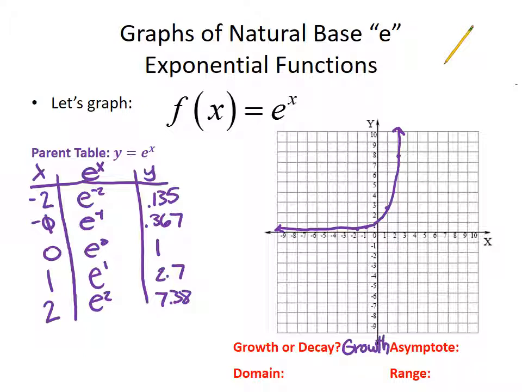The asymptote would be the x-axis, or the value y equals 0. That would be a dashed line that my graph is never going to cross. The domain is going to go forever left and forever right. And the range relies on that asymptote. So we're going to go from 0 to infinity. Notice the 0 will have parentheses because it's never exactly 0.